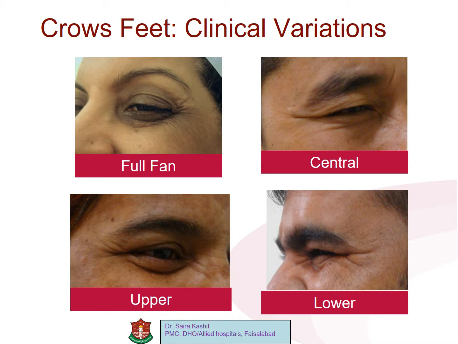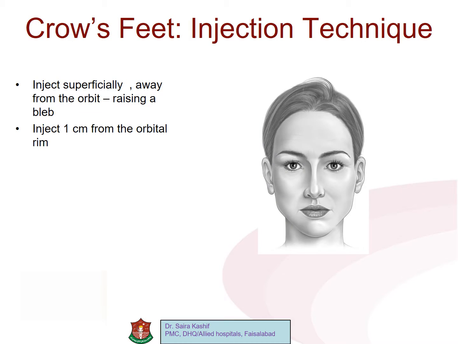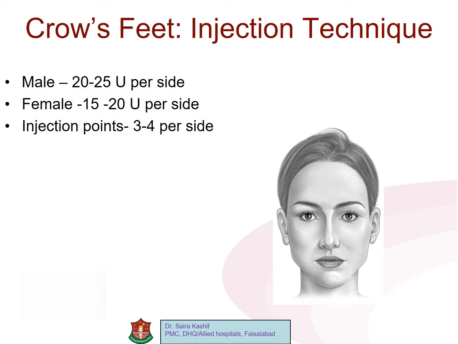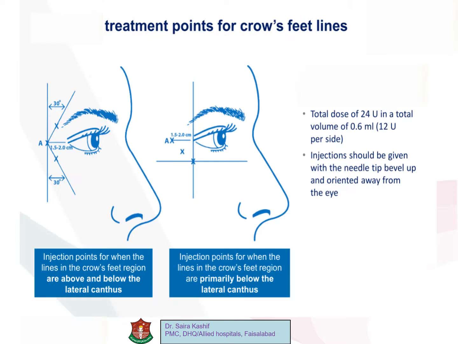Ask the patient to smile, and you can see the crow's feet: full fan shape, upper, lower, and just central crow's feet. Here the injection should be very superficial, away from the orbit, and you have to raise a bleb. Don't go too deep, and inject about 1 centimeter from the orbital ring. The initial recommended dose for the male is 20 to 25, and for the female is 15 to 20.